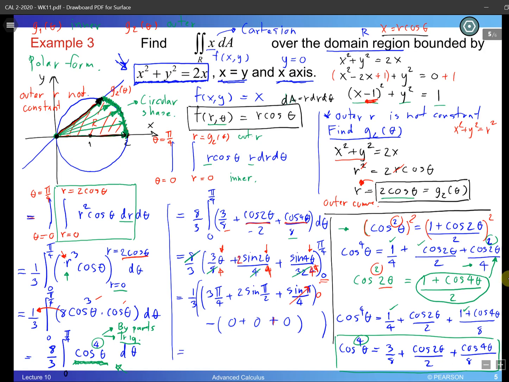Equal to 1 over 3 times 3 pi over 4. And this sine pi over 2 is equal to 1. So we have plus 2 right here. And this is going to come out to be equal to pi over 4 plus 2 over 3 as the answer for this example. Okay, now let's move to example number 4.